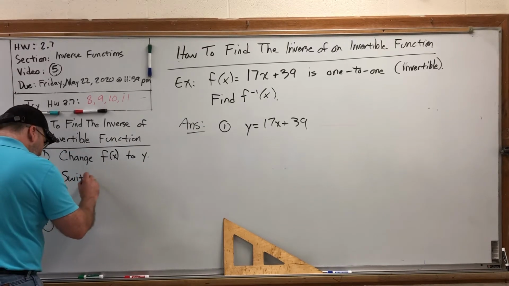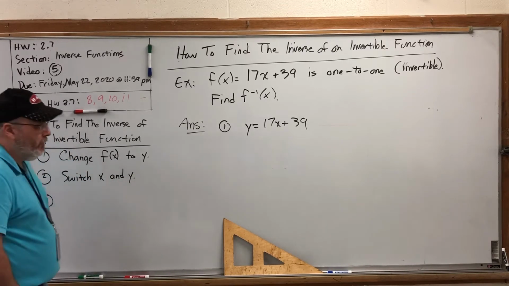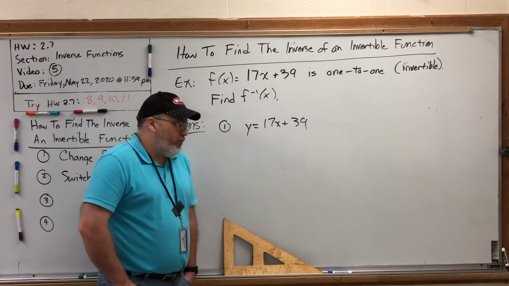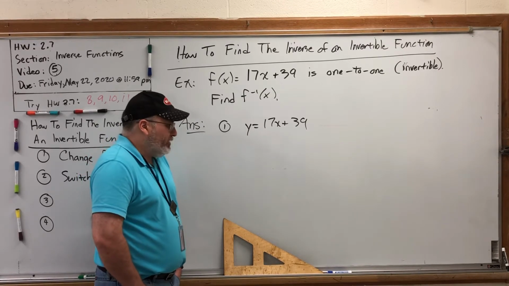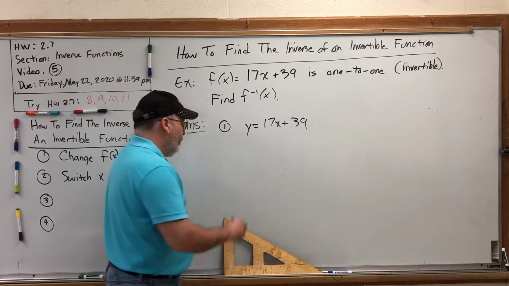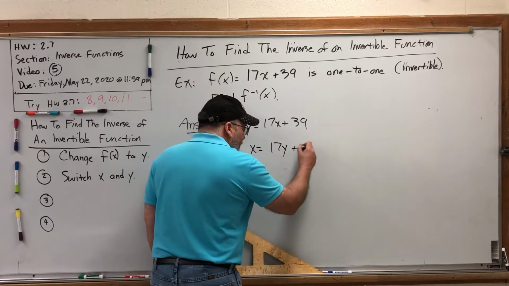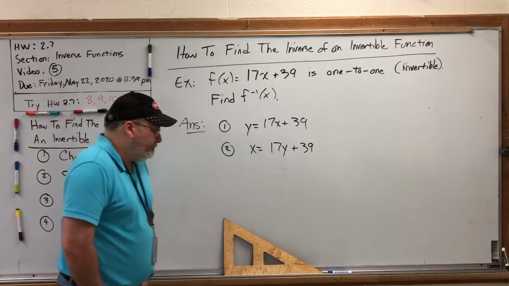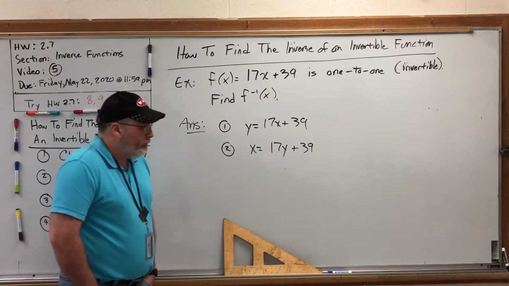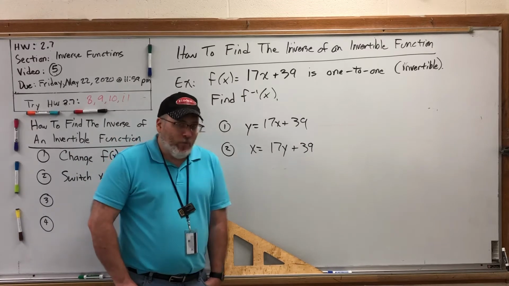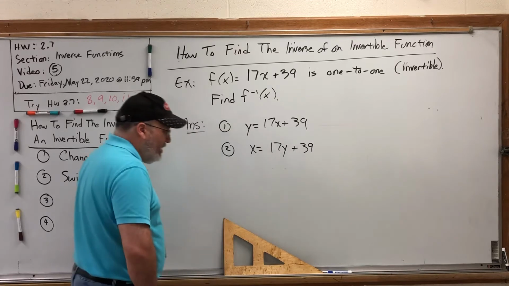Step 2 is just as easy. Switch x and y. So we're going to take this equation and everything that's an x, we write y, and everything that's a y, we write x. So x equals 17y plus 39. Now what we just did is we buried the output inside the function. We're going to dig it out by solving for y, and as we do that, we will be building the inverse function on the other side.